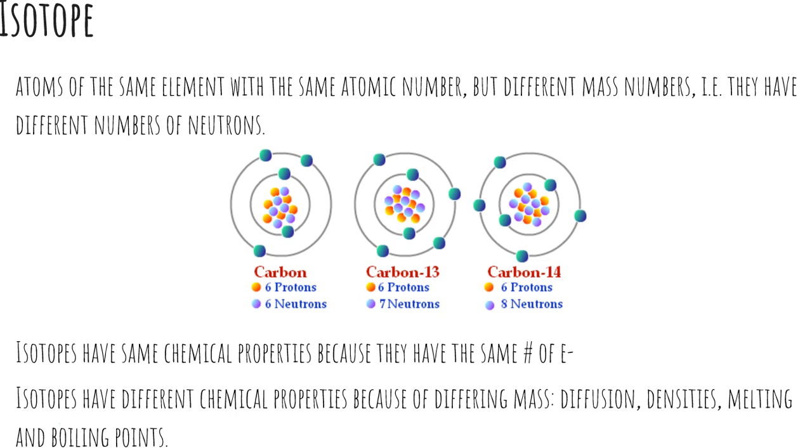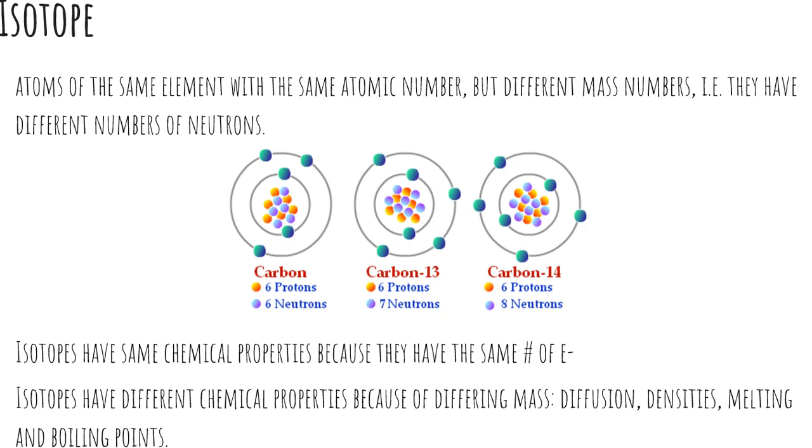So we have carbon 12, which has 6 protons, 6 neutrons, 12 representing the mass. We have carbon 13, which has 6 protons and 1 more neutron, so 7 neutrons. We have carbon 14, which is 6 protons and 8 neutrons.